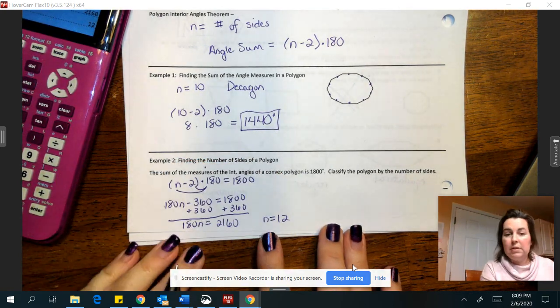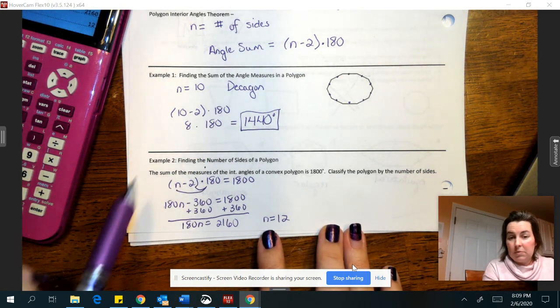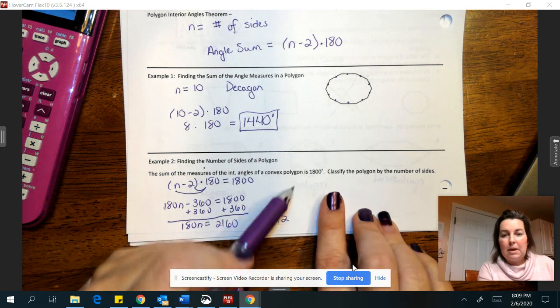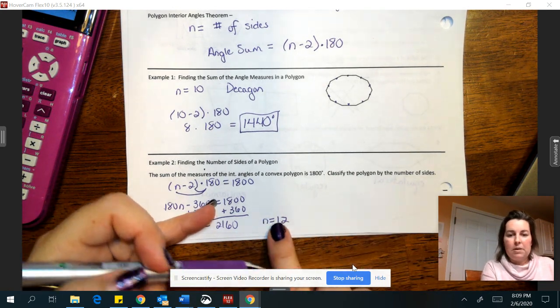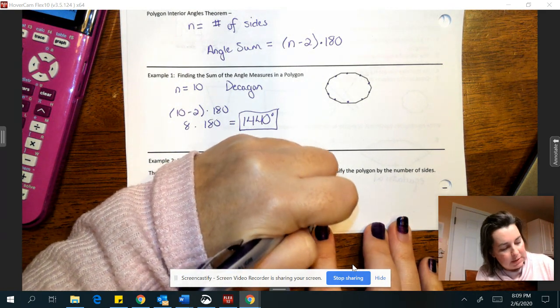So whether you did this with guess and check, just plugging numbers into the formula, or solving an equation, either way is fine. So now it says classify the polygon by the number of sides. So if it's 12-sided, I'm asking what the name of that is. That is a dodecagon.